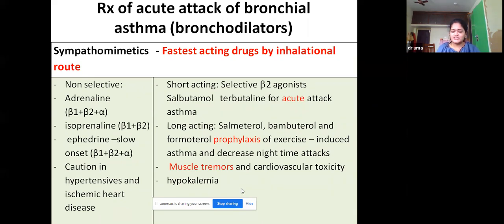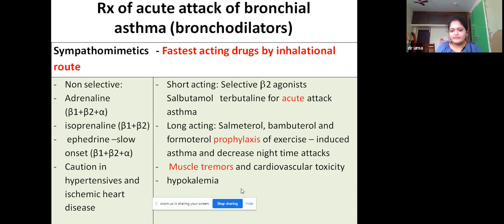What happens? They stimulate both beta-1 and beta-2 receptors. Beta-1 receptor is present in the heart, so it will cause tachycardia. So caution is needed in hypertensives and ischemic heart disease. The short-acting drugs like salbutamol and terbutaline are given for the acute attack. Long-acting ones have 'meter' in the name, so they are long-acting: salmeterol, bambuterol, and formoterol.